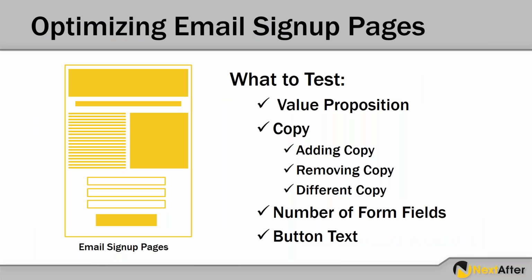So just to recap different things to test on email sign-up pages, value proposition is critical, and some of the different ways that you can affect value proposition is by using copy. You can add copy, you can remove copy, you can test different copy, you can alter the number of form fields required, and you can also experiment with different calls to action variables and process level value propositions associated with things like button text or headlines.